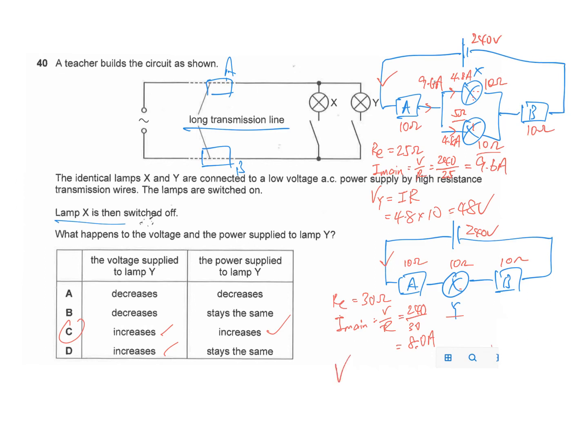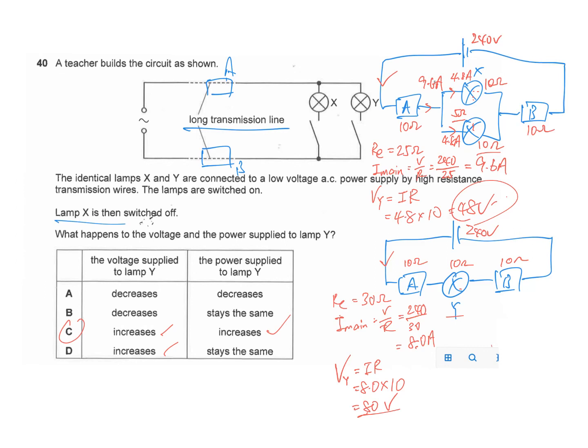If I need to find the voltage across Y, V equals IR, the current is 8.0 times the resistance 10, therefore I'll have 80 volt. So can you see the voltage across Y before X is switched off is 48. Now it has increased to 80 volt. So we have settled the part for voltage.